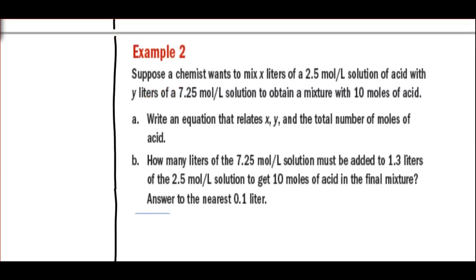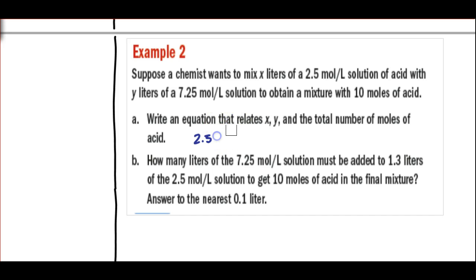We're going to do one example out of the book because this lends itself to a question out of the homework. So first let's just read the question. Suppose a chemist wants to mix X liters of a 2.5 moles per liter solution of acid with Y liters of a 7.25 moles per liter solution in order to obtain a mixture with 10 moles of acid altogether. Write an equation that relates X and Y and the total number of moles. So we're just going to take X with the amount of mole solution that provides, and we're just going to stick those right next to each other.